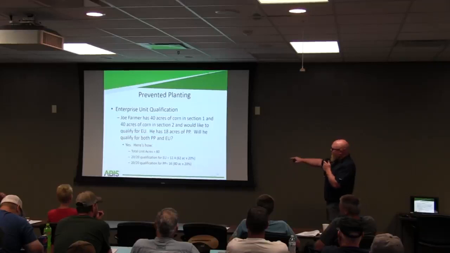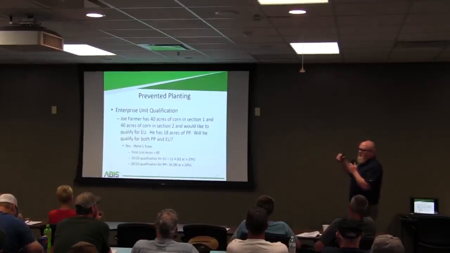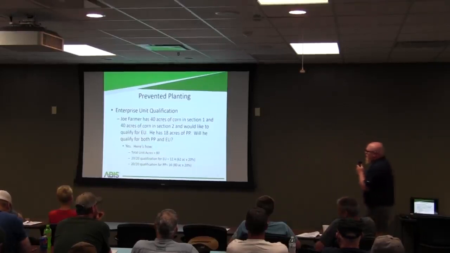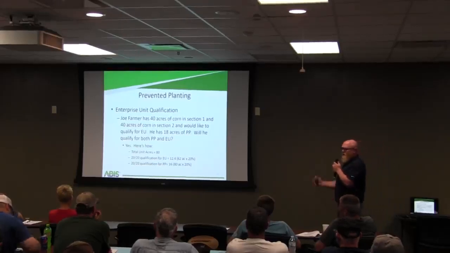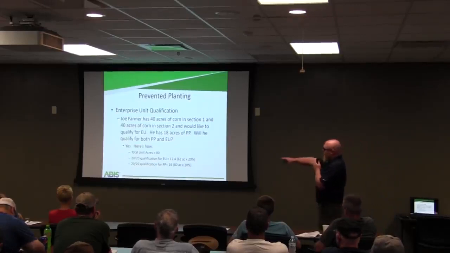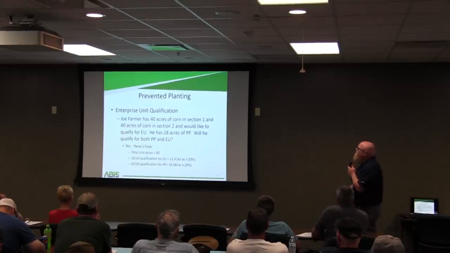So we had 62 planted acres times 20%, so that's 12.4. So he's got to have at least 12.4 acres in each section in order to qualify there. And for the total prevented plant qualification, we're going to use the total acres. And so 20% of 80 is 16. He falls above that with his 18 that he claimed prevented on. So he's in good shape.